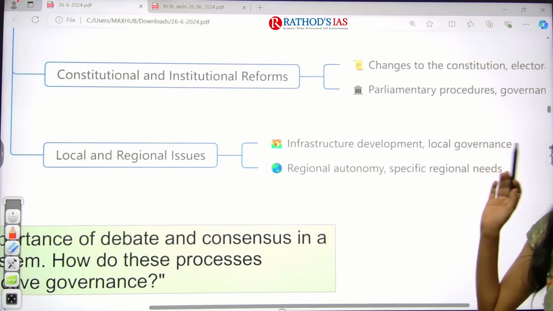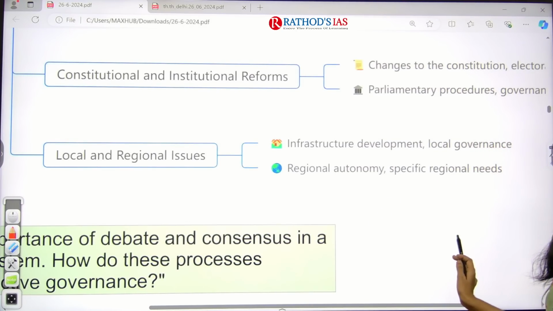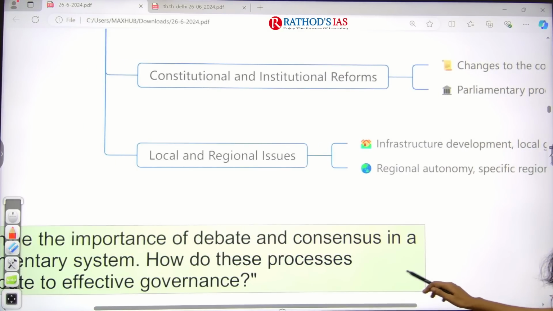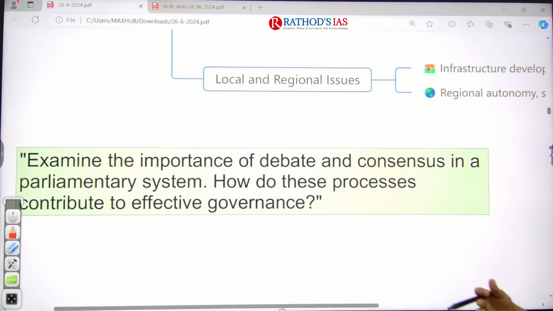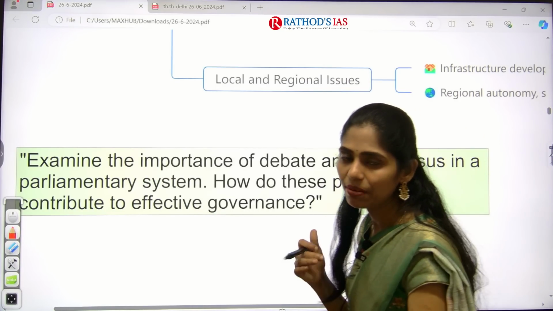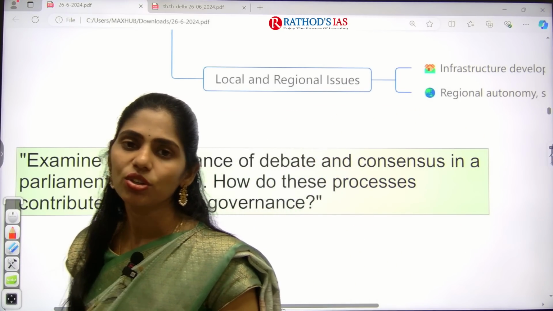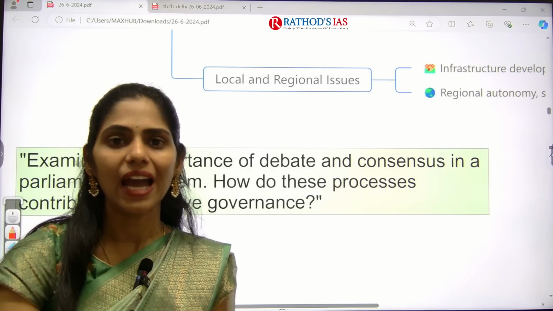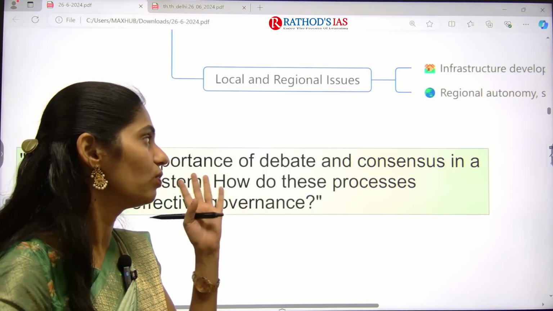And even we will be having debates on local and regional issues like infrastructure development in that region and local governance, regional autonomy, specific regional needs, etc. Okay, so in these areas we'll be having discussions. You need to have a brief idea, like whenever you are getting anything in the newspaper, you have to know at least some background regarding that. So that is the idea I'm giving with mind maps here.